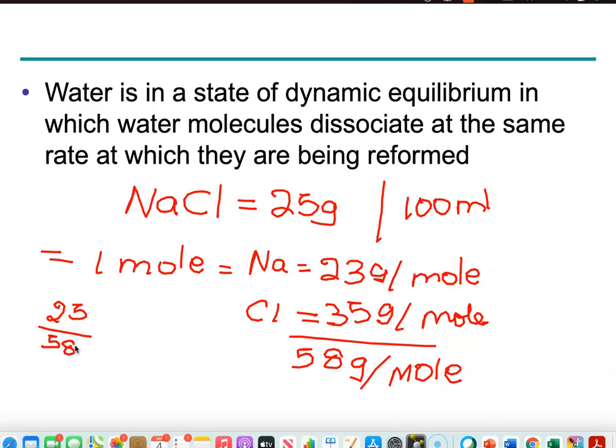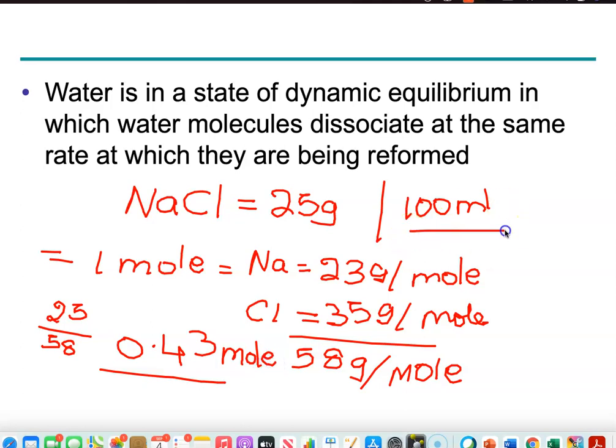Let me take out the calculator. Just give me a second. 25 divided by 58 is 0.43 moles. I have 0.43 moles.